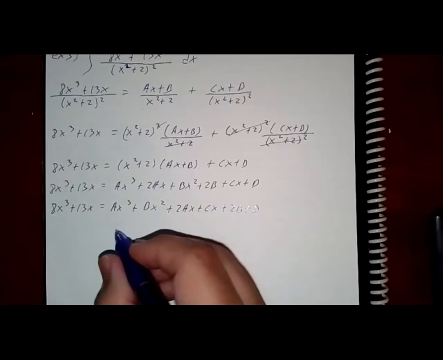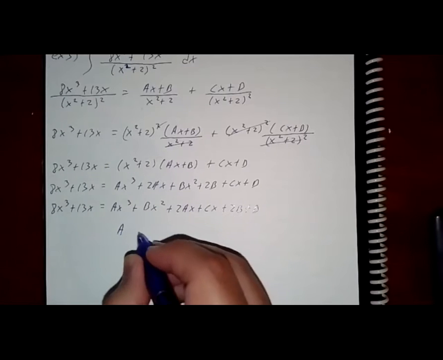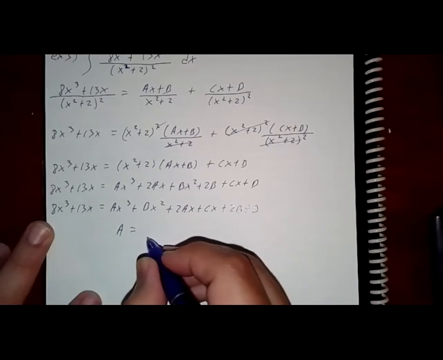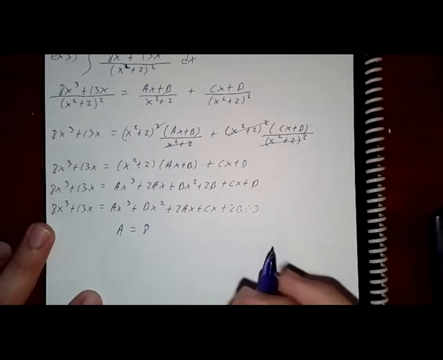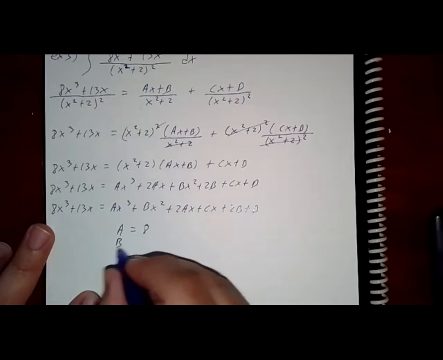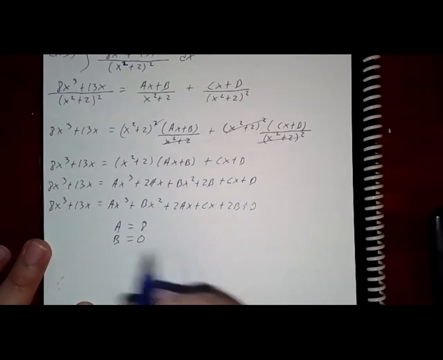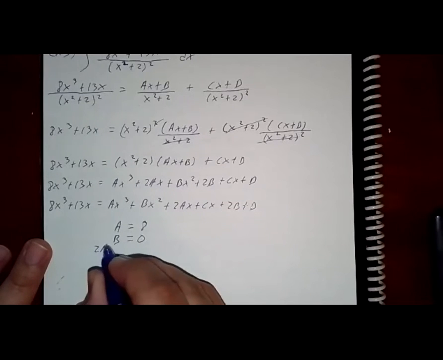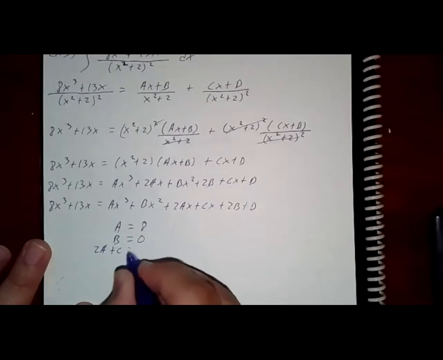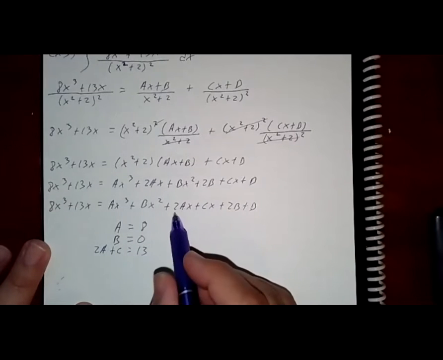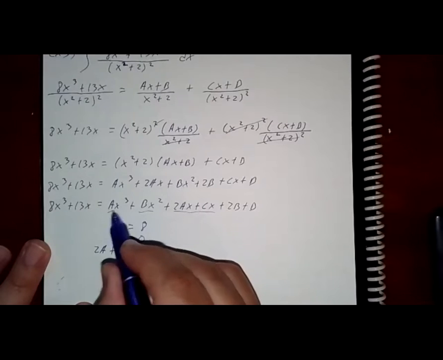So equate the cube, there's only one of them, let's equal to 8. Equate the quadratic, there's only one, there is no quadratic. Okay, that's cool. 2a for the x plus c is equal to 13. These are all being grouped together.